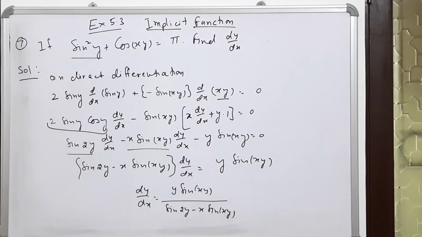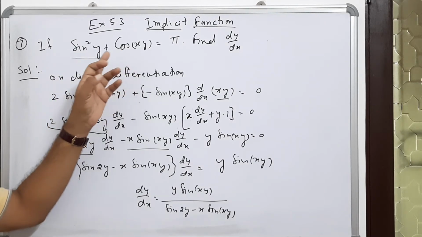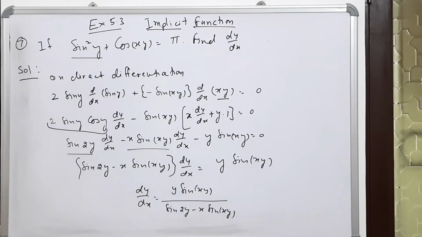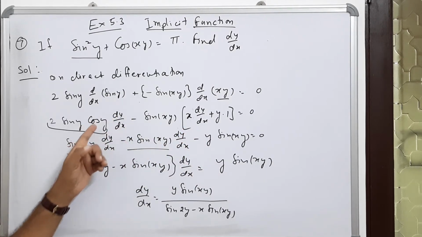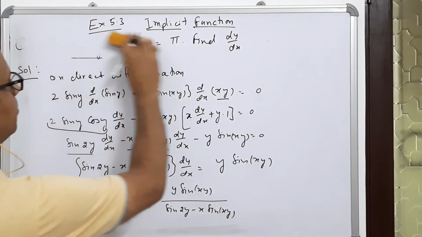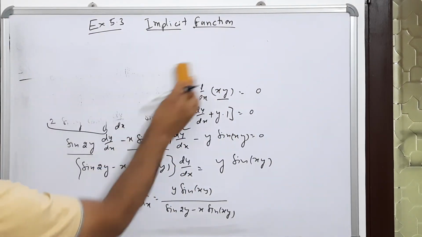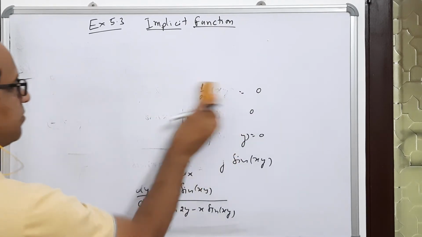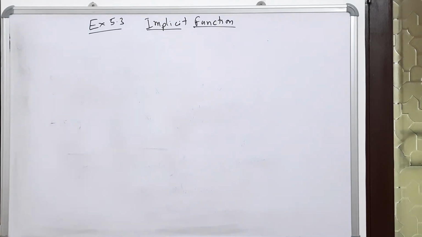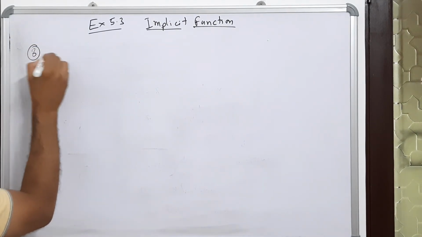Now these type of problems are more important from examination point of view, because these type of problems include the implicit function as well as the chain rule also. You find here the chain rule, here also it is the chain rule. So these type of problems are very important from examination point of view. I am taking the next problem, and that is from exercise 5.3 itself.